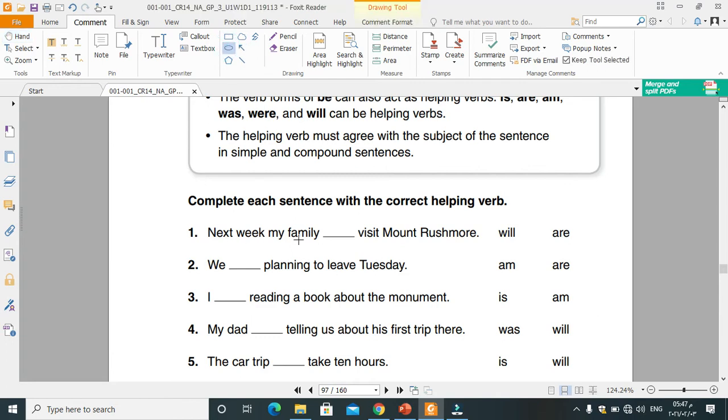Next week, my family will visit Mount Rushmore. We have this phrase, next week, so this means it will happen in the future. And look at the main verb visit, it doesn't have any ing, so we are going to choose will. Number 2, we are planning to leave Tuesday. We am or we are? Of course, we are. Number 3, I am reading a book about the monument. I is, of course, no. It's going to be I am.